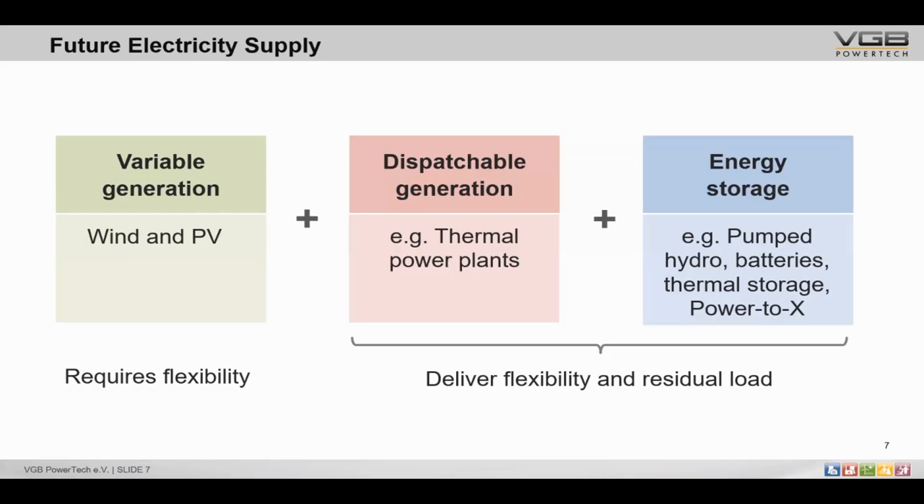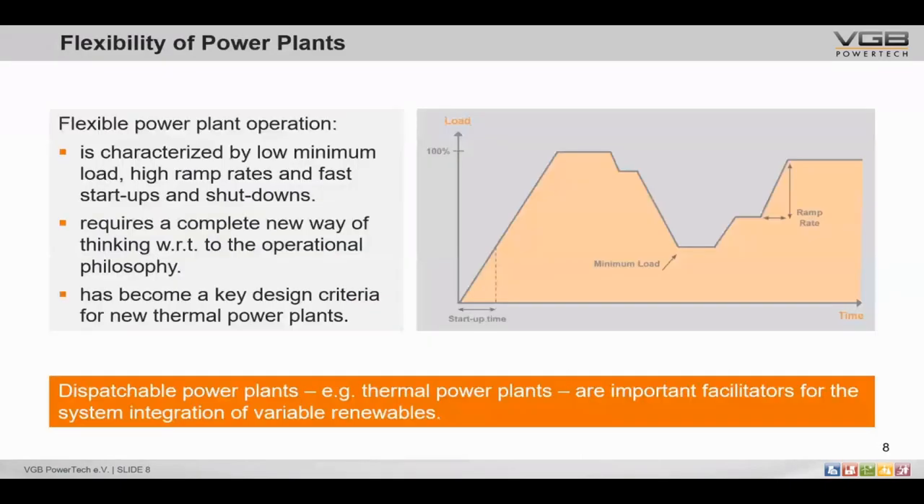And when we talk about flexible power plant operation, we mainly refer to three different aspects. The first aspect is a low minimum load. That means stable power plant operation without any support firing or oil supply. The second is high ramp rates, which makes the plant able to adjust the power output according to the needs of the demand. And the third one is the ability to have short startups and shutdowns. So these three parameters are characterizing the flexibility of a power plant.